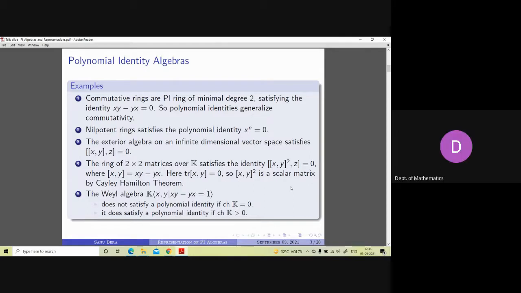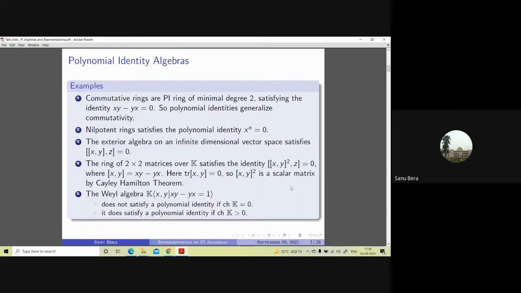You should explain a little bit more why 2 by 2 matrices satisfy this identity. A little bit more explanation, perhaps. Yes, because any 2 by 2 matrix satisfies its characteristic polynomial.